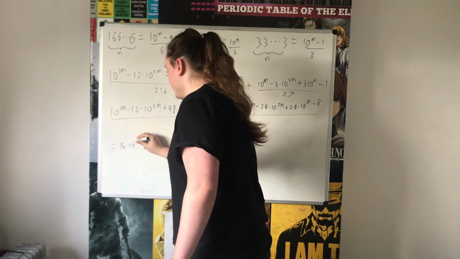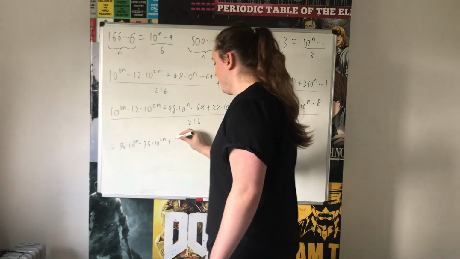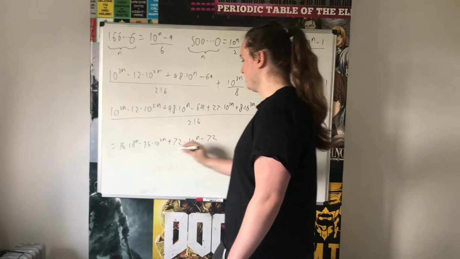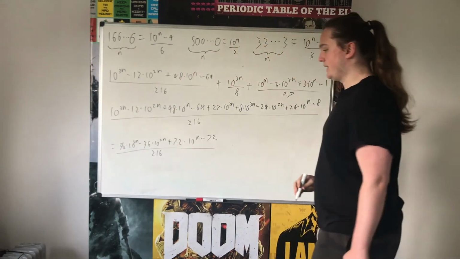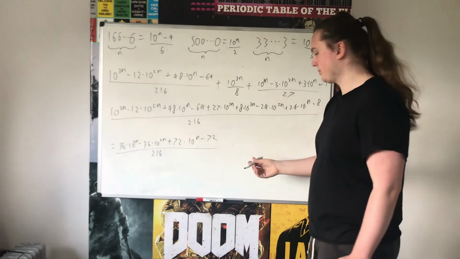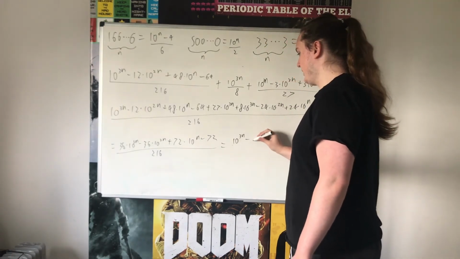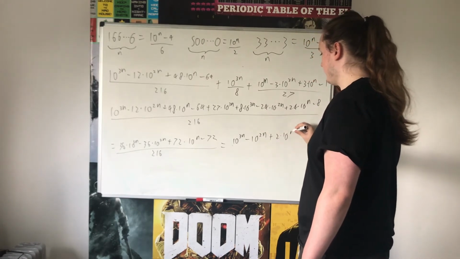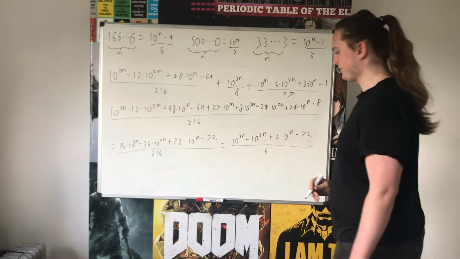sorry, 10^(3n) minus 36 times 10^(2n) plus 72 times 10^n minus 72 over 216. Now we can simply divide the numerator and denominator by 36, giving us 10^(3n) - 10^(2n) + 2 times 10^n - 2, all over 6.